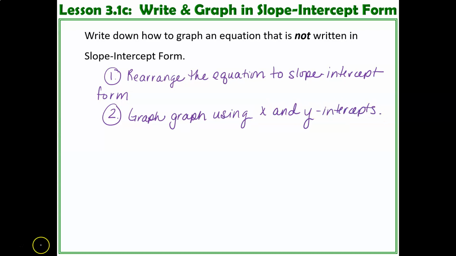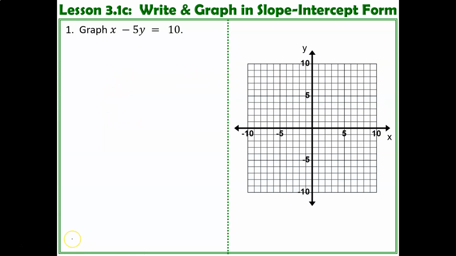Okay, so we're going to work on that. Okay, so number 1. Let's rearrange this one. I'm going to show you how to rearrange. We want to get y by itself. So I'm going to subtract x from both sides. So I have negative 5y equals negative x plus 10.